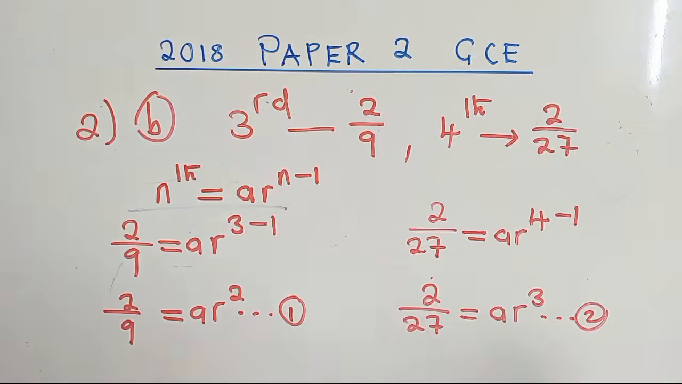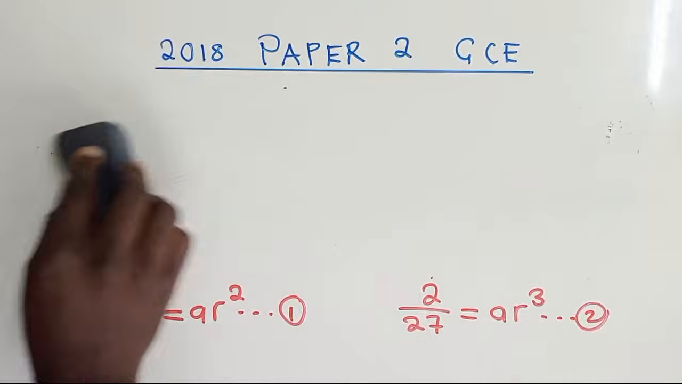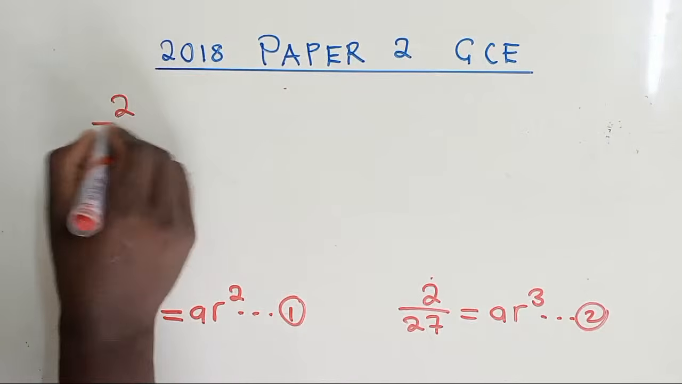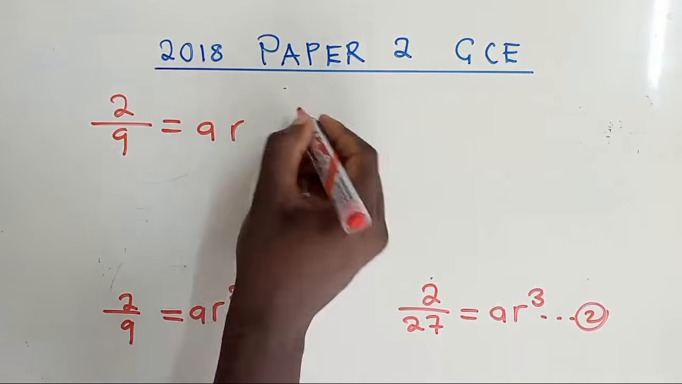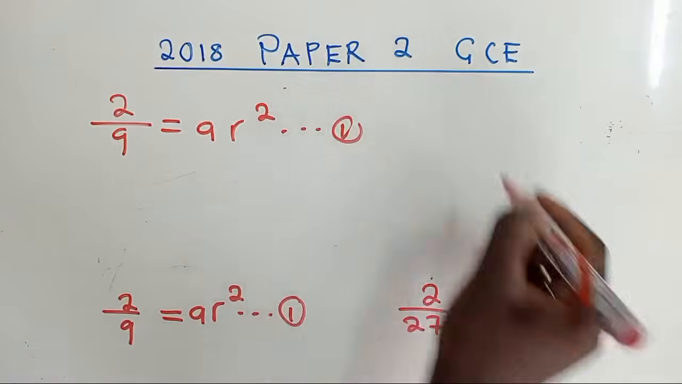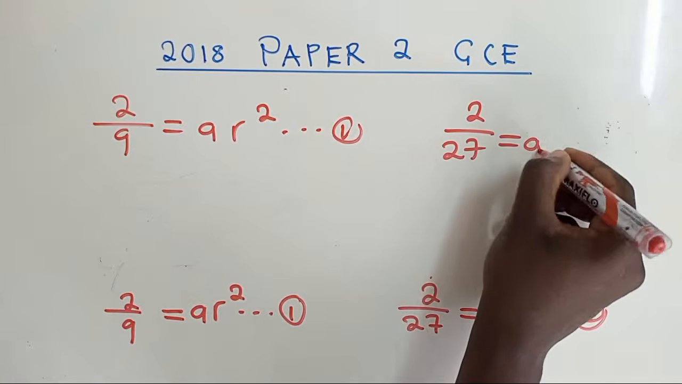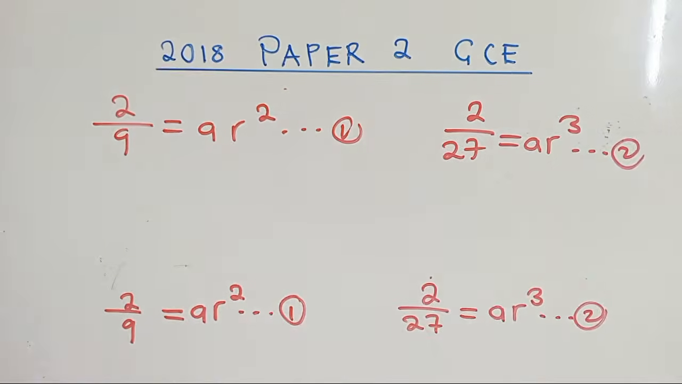So once you do so, write your equations, okay? Because we need to solve them simultaneously. So 2 over 9 is equal to a r power 2. This is our equation 1, like I said. The other one is 2 over 27 is equal to a r power 3. And this is our equation 2, according to what I said.